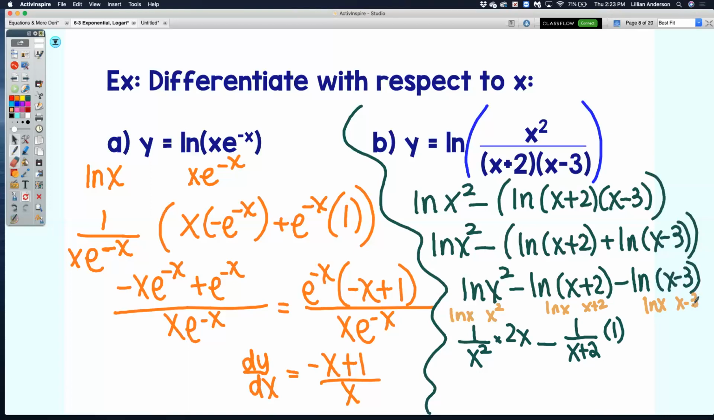In my opinion, I think this would have been a tad bit easier than trying to do chain and quotient, because then we would have had a fraction within a fraction, we would have flipped some stuff, simplified a lot, it would have been very messy. But this way, I'm just taking chain rule of 3 individual ln's. So this last one's gonna be 1 over x minus 3 times 1. And this very nicely simplifies down to be 2 over x minus 1 over x plus 2 minus 1 over x minus 3. And that's my derivative.